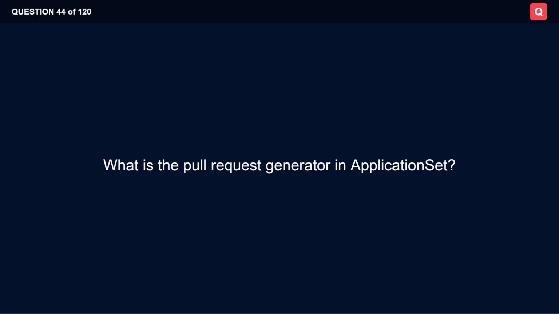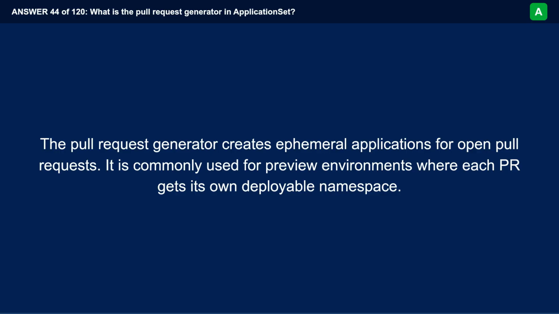What is the pull request generator and application set? The pull request generator creates ephemeral applications for open pull requests. It is commonly used for preview environments where each PR gets its own deployable namespace.